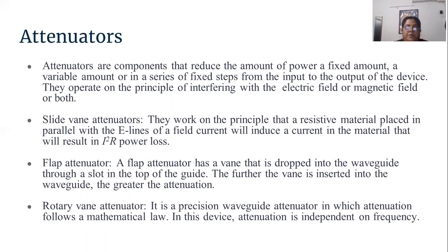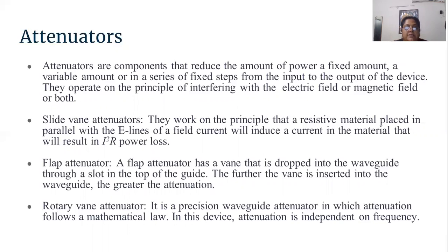Now we'll discuss the attenuators in more detail. Attenuators are components that reduce the amount of power, by a fixed amount, a variable amount, or in a series of fixed steps, from the input to the output of the device. They operate on the principle of interfering with the electric field or magnetic field or both.